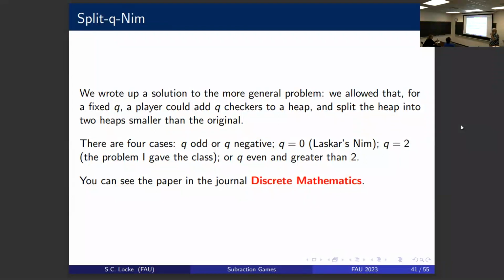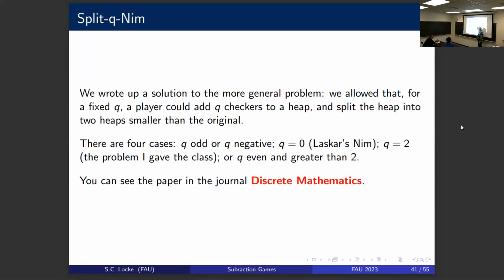We modified the problem because this would be a boring problem to write a paper on by itself. We said, let's do it where we pick a number Q, a fixed integer Q, and you add Q checkers to the heap, and you can split the heap into 2 heaps smaller than the original. Okay. And I don't care if Q is negative or positive. If you add -5 checkers to a heap, you're taking 5 checkers off the heap. And now when you split it, you get 2 smaller things. It doesn't really bother me.